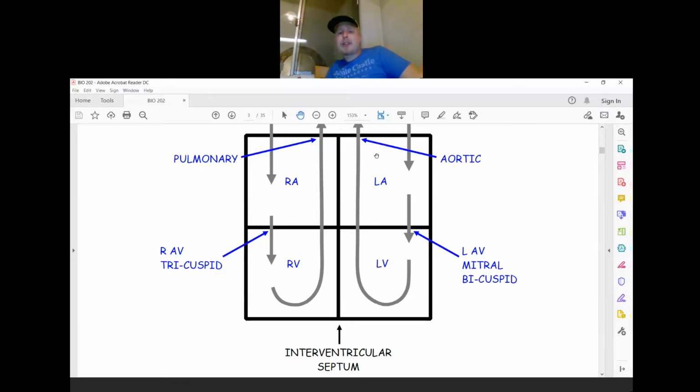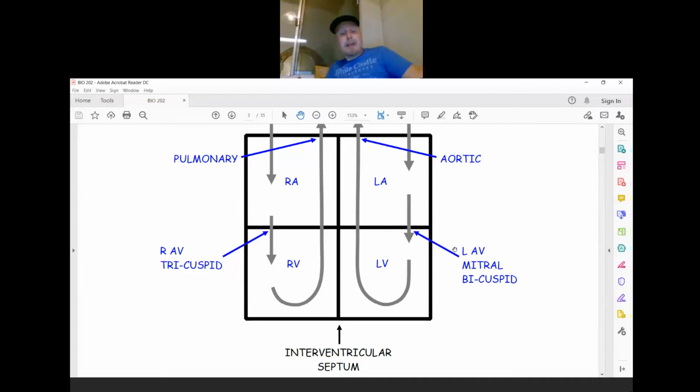Left atria, there's actually going to be 4 openings within left atria where the blood returns from the lungs, 2 from the left side, 2 from the right side. And from left atria to left ventricle, we have to pass through another valve. And that can be either our left AV valve, or our mitral valve, or our bicuspid valve. These all mean the same thing.